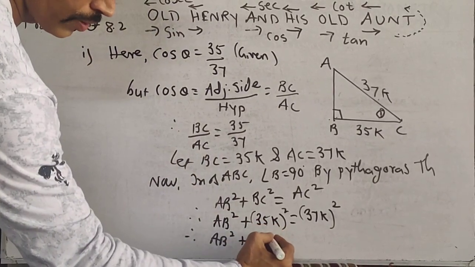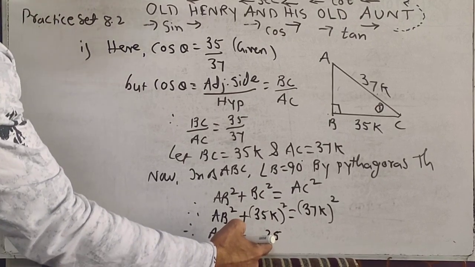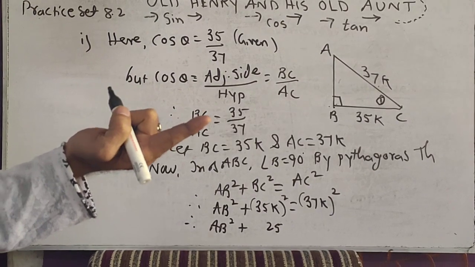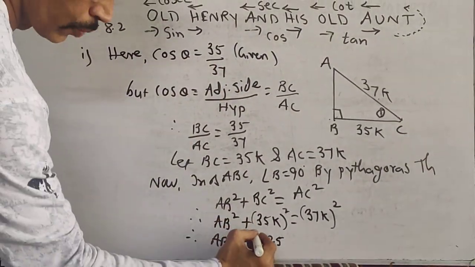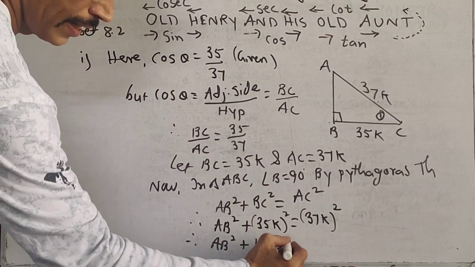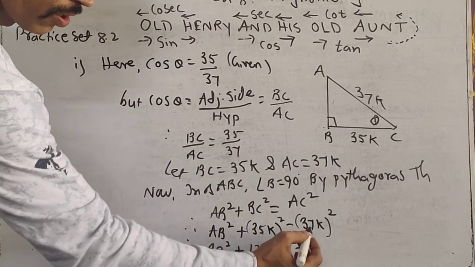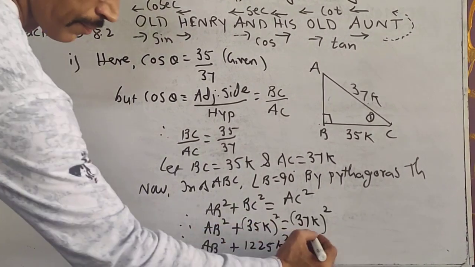5 square is 25. After 3 comes 4, so 3 multiplied by 4, both you have to multiply. 3 4s are 12, so 1225 K square. Directly we are getting it. And 37 square, if you do it, you will get 1369.